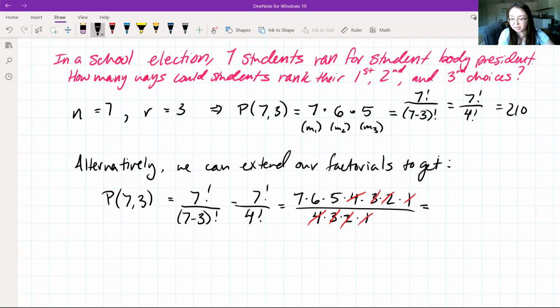So what we end up left with is nothing in our denominator. And when we say nothing, we really mean it's 1 in our denominator. And then we have 7 times 6 times 5 in our numerator. This is going to give us 7 times 6 times 5. And we know that that value is equal to 210.